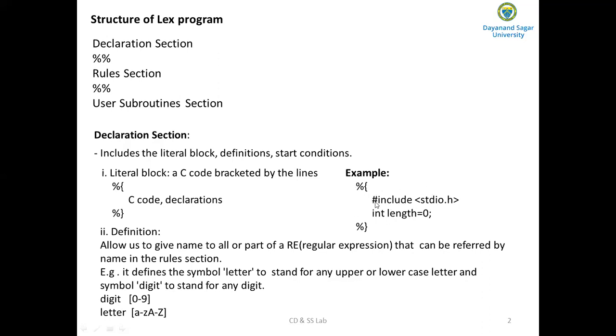Okay, so I want to include the header file stdio.h. So inside this literal block, you can add it. Similarly, I want to define a C variable, for example, the variable named length, of type integer. So like that, inside this literal block, you can add the C language statements.